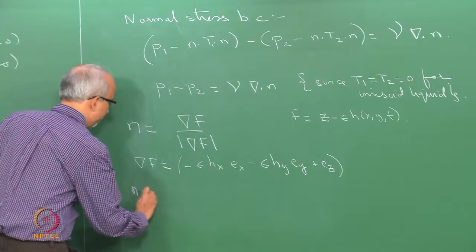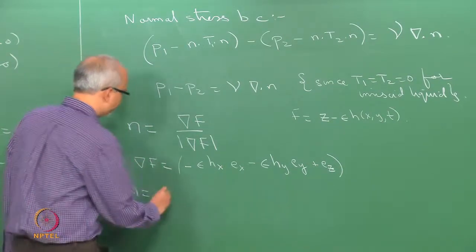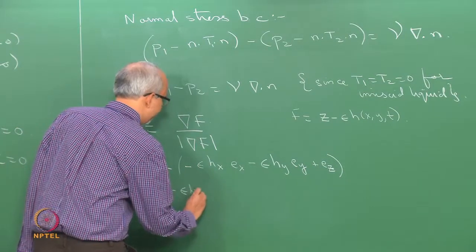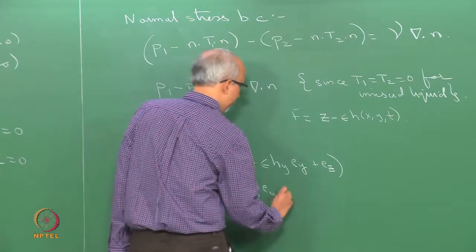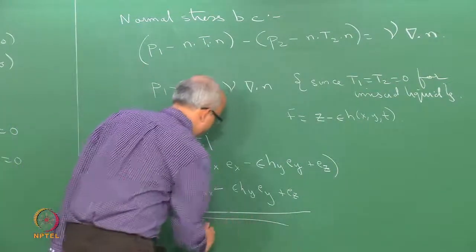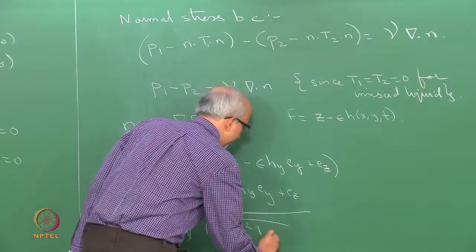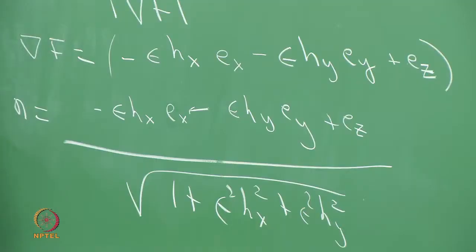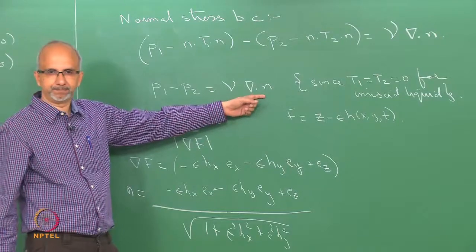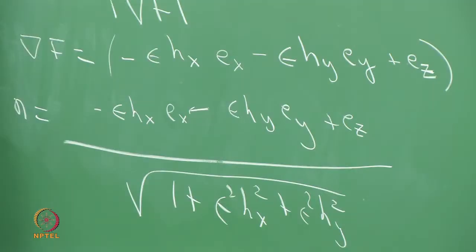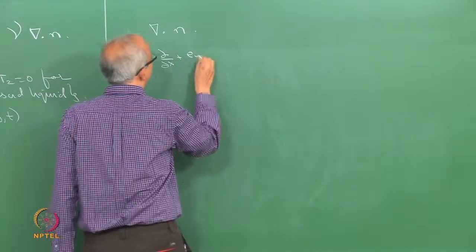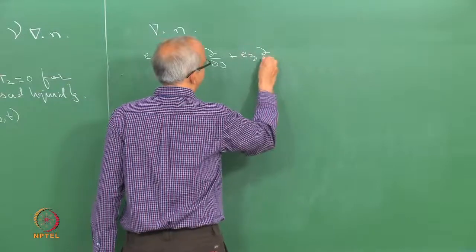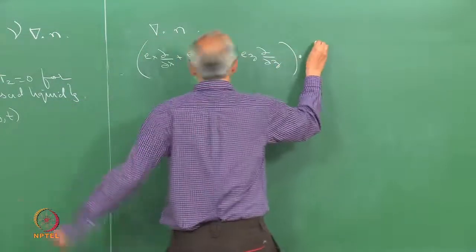And so n will turn out to be what? Minus epsilon h_x e_x minus epsilon h_y e_y plus e_z divided by square root of 1 plus epsilon squared h_x squared plus epsilon squared h_y squared. Okay, that's my n. I need to get del dot n. So what is del dot n? It is e_x d by dx plus e_y d by dy plus e_z d by dz dotted with this n which I have just found out.